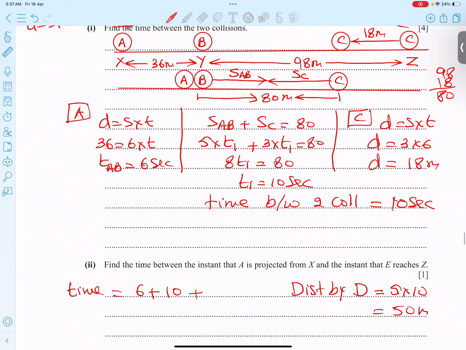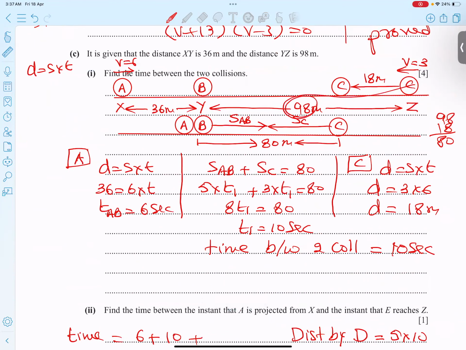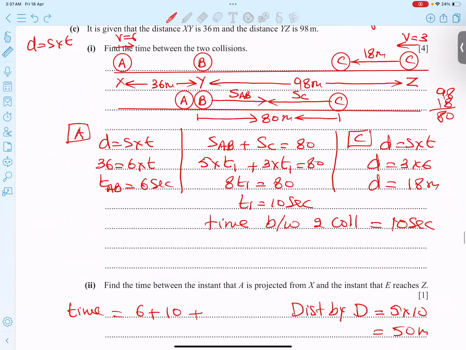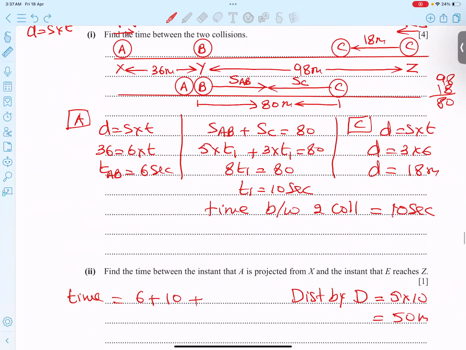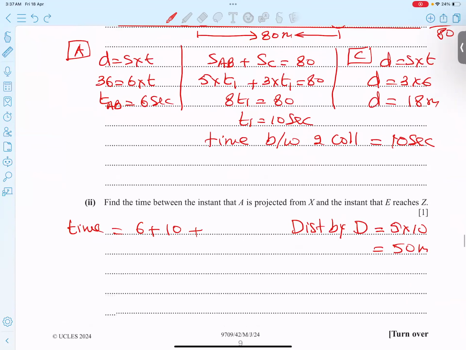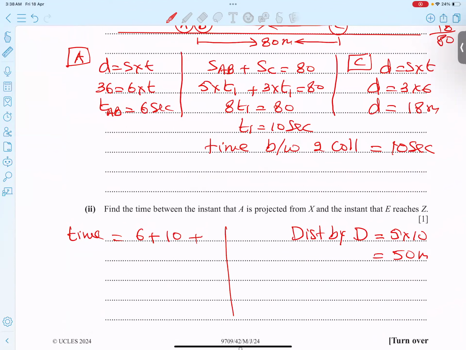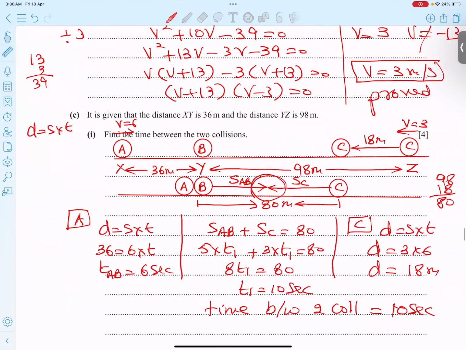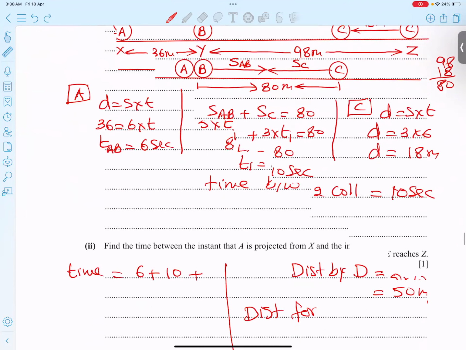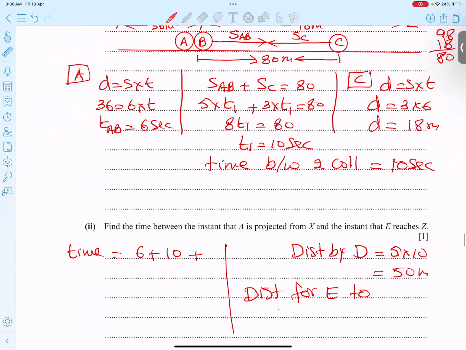Okay, now students, so 50 meters. The total distance is 98, and this is 50 meters. So from 98, subtract 50. So how much distance to reach? For E, because after this all three particles will become E. So for E to reach Z, from 98 subtract 50. So we need 48 meters of distance more to reach there.